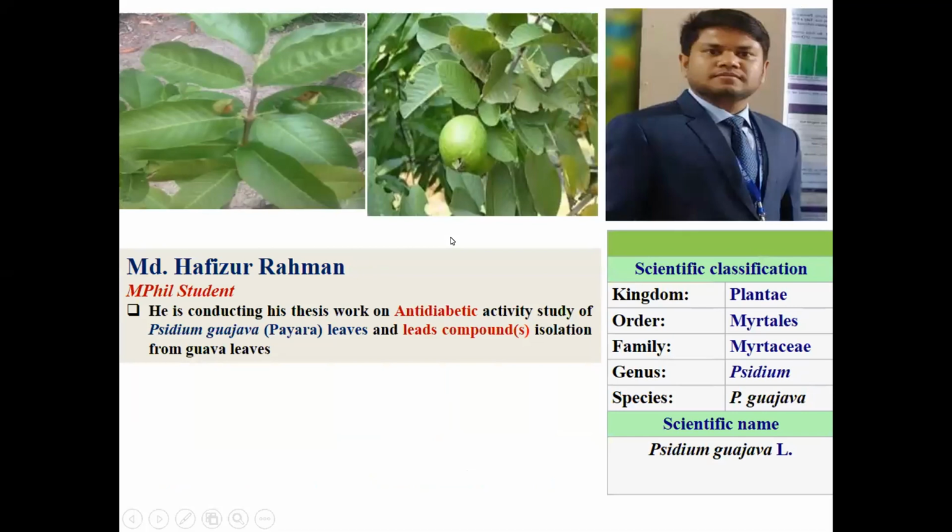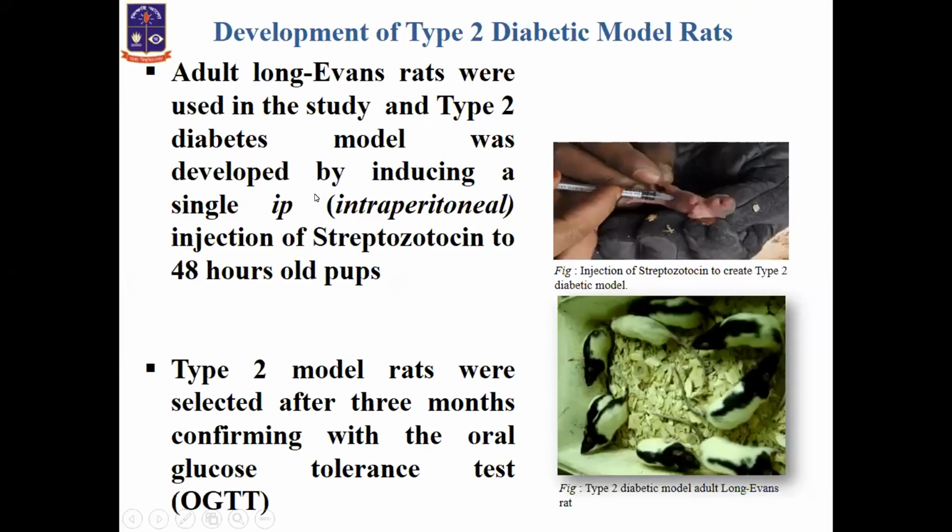Another PhD student, Hafizur Rahman, is at this moment working on Psidium guajava, locally known as peyara, and this is a very popular fruit in our country. Even we eat this fruit while we walk outside or on the street. And recently, from literature, we found that this fruit, Psidium guajava, contains medicinal properties, and he was working on antidiabetic activities of this fruit and isolating compounds, and he developed for his work a diabetic model rat.